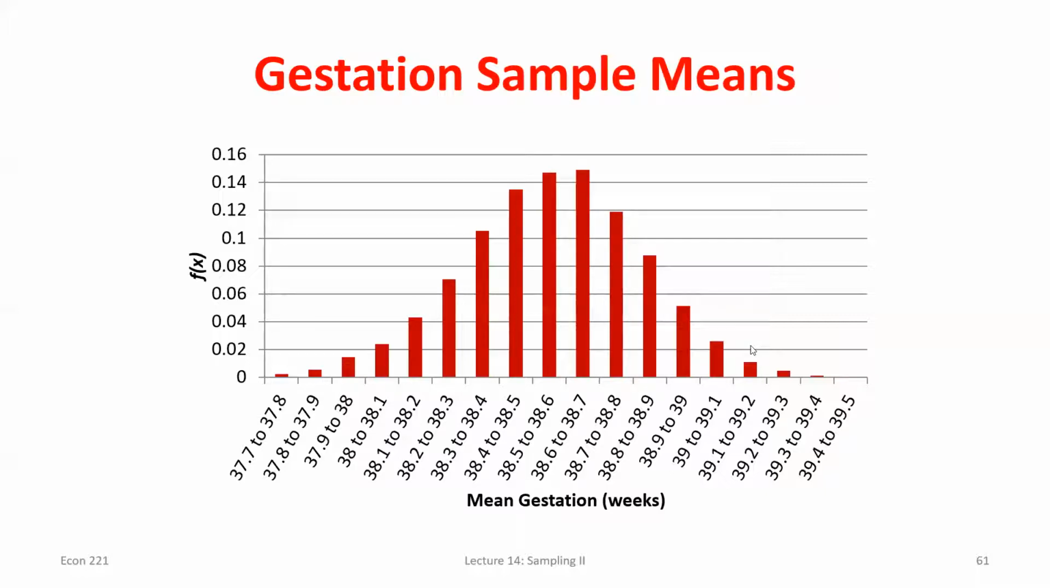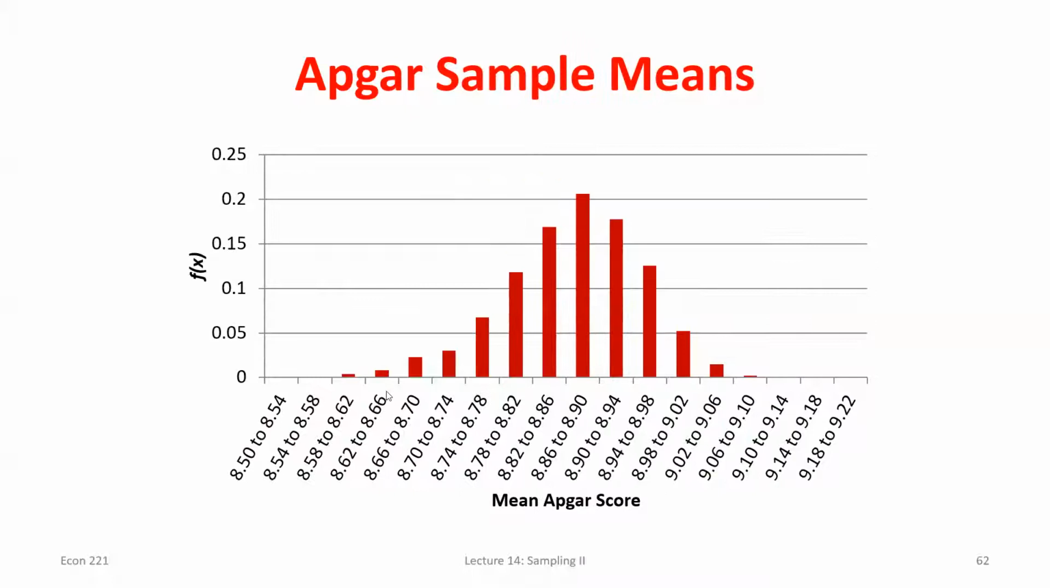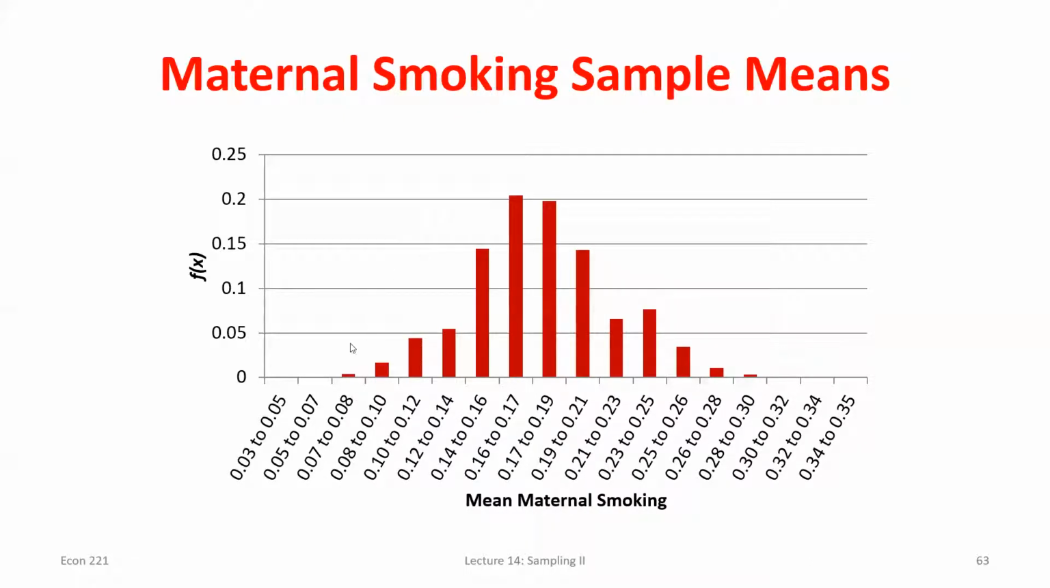Notice now we get this nice normal distribution, with a narrower range of possible values. Same thing for the health score. We have a little bit of a left skew still here. We said it's an approximation of the normal distribution. It's pretty close here. And then we have the maternal smoking.